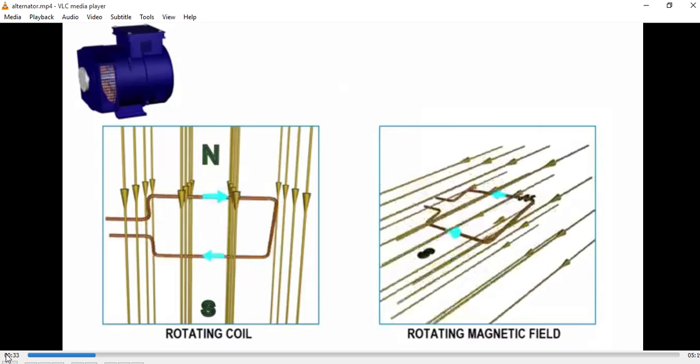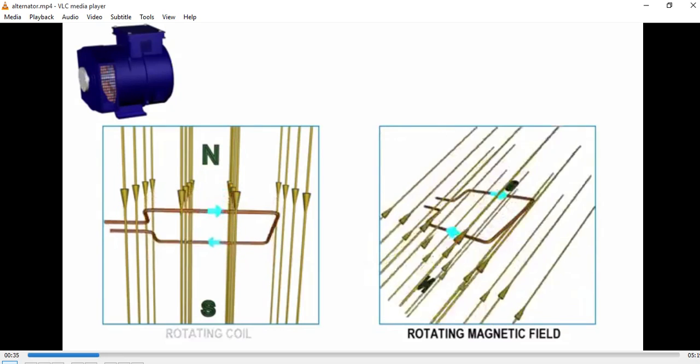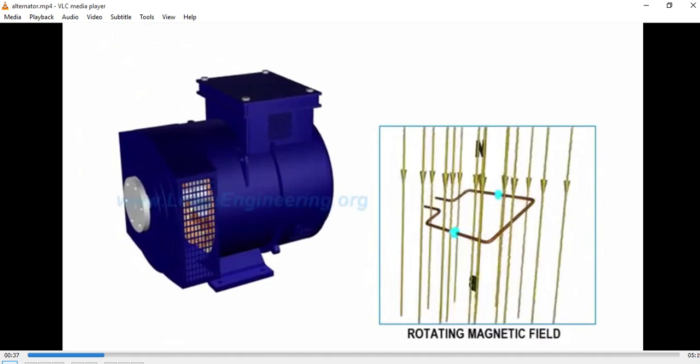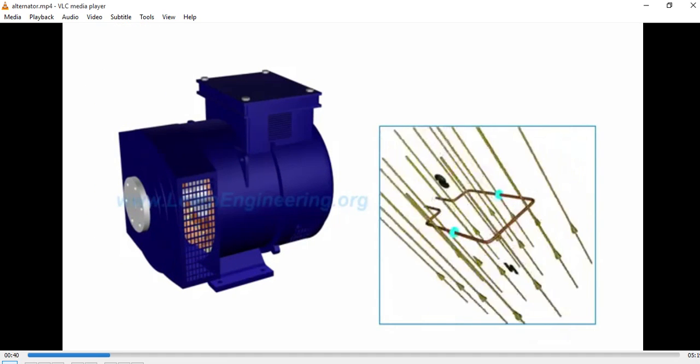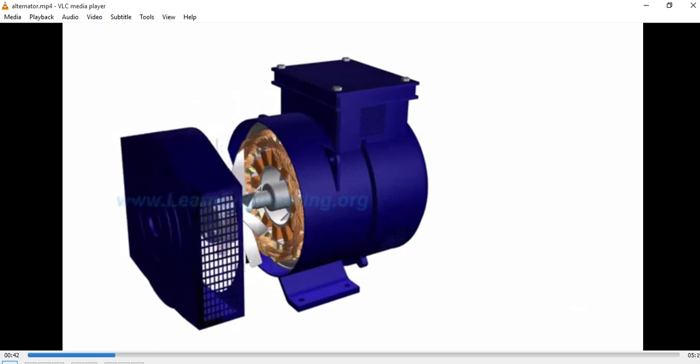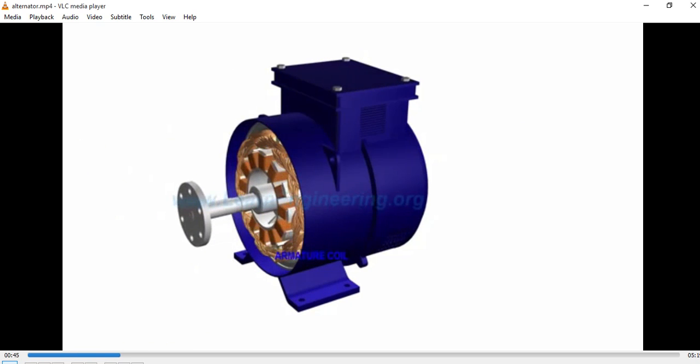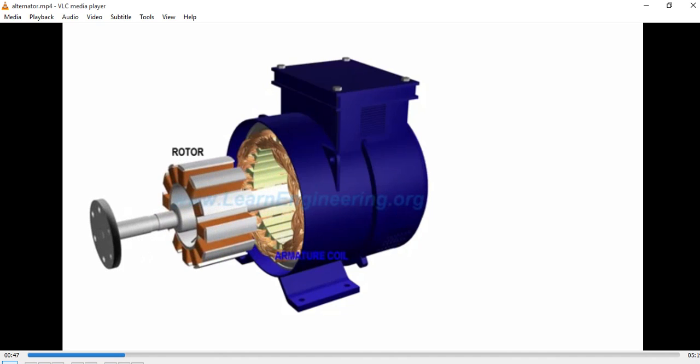Here we can see the rotating coils. A rotating magnetic field is induced in the alternator. When the rotating magnetic field is there, we are using these parts. We have the rotor part and the stator part. This is the rotor, which has the salient pole, that is the projected pole, and the field winding. The stator holds the armature winding, and there is the terminal box. This is about the construction details of the alternator.